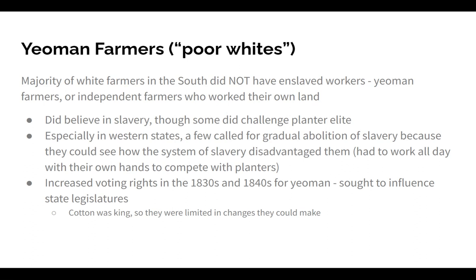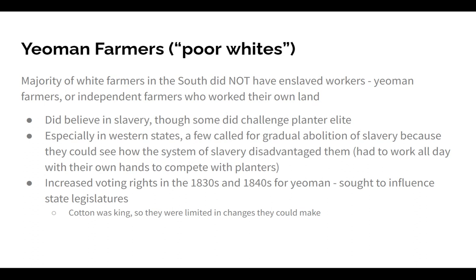I mean, they had to work all day with their own hands in order to compete with white planters who were working by using slaves, who were not working at all, who were just using the labor of someone else. So increased voting rights in the 1830s and 1840s for the commoners, as we talked about with Jackson and in previous videos, they really sought to influence state legislatures.